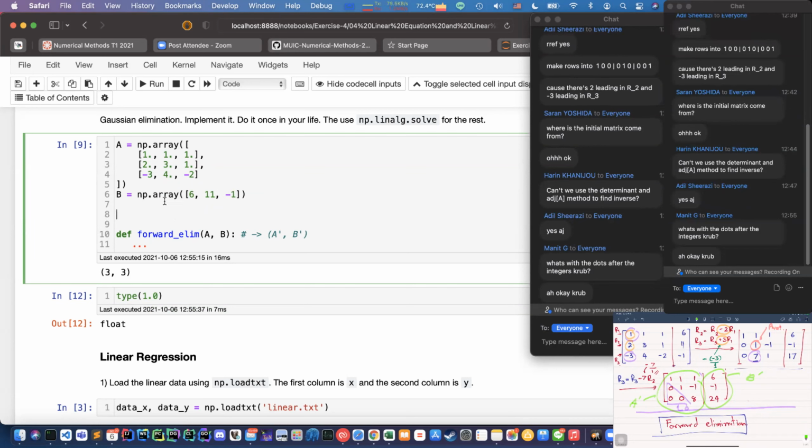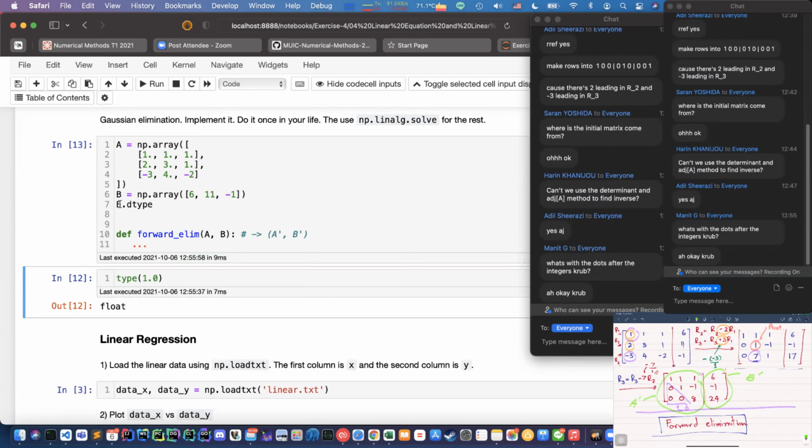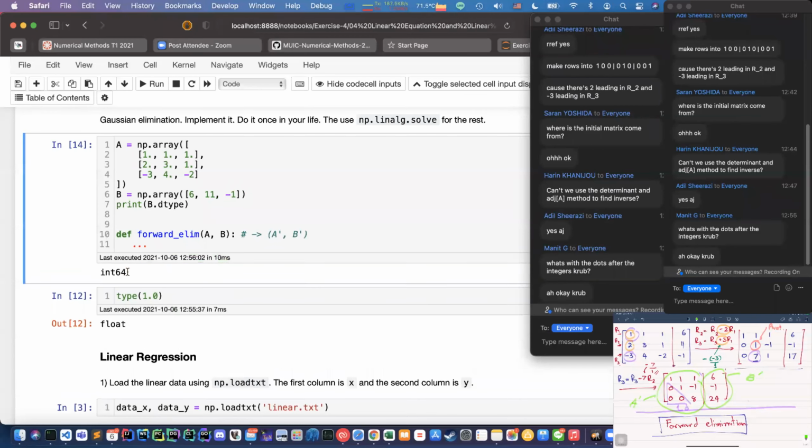This is what happens. It's going to think that all these three numbers, 6, 11, and -1, are integers. And then when you do b.dtype, the data type, it's going to give you that it is an array of int64, which is not what you want. Because you will need to do multiplication and division, a whole bunch of other things. Multiplication is not a problem. The problem is the division. If it does integer division, then you're screwed. So put the dot in so that you're safe.